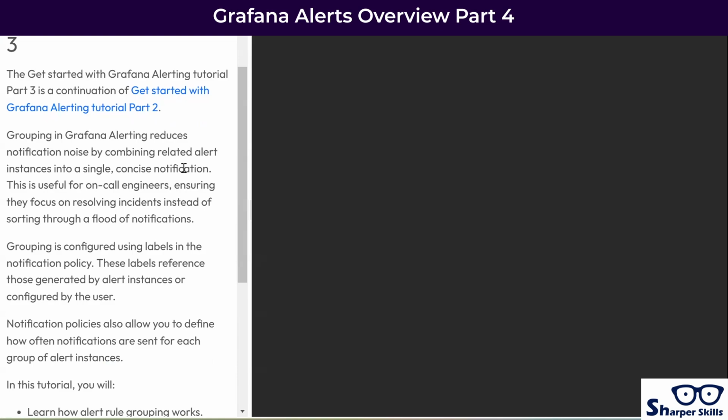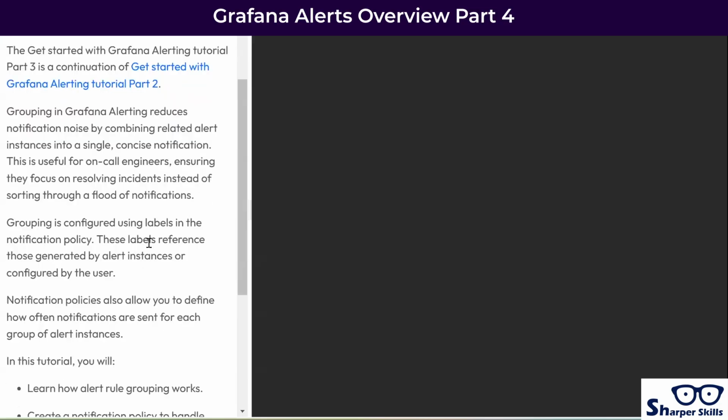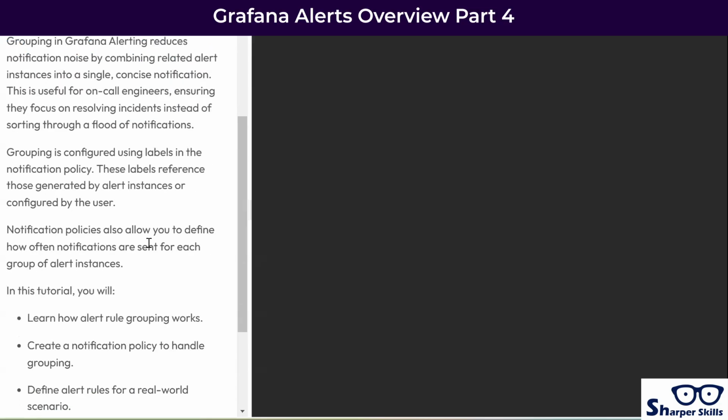For example, let's talk about on call engineers. In case of on call engineers, if grouping is viable, that ensures that they focus on resolving incidents instead of sorting through a flood of notifications. So that means similar notifications will be grouped. That grouping is obviously going to be done on the basis of labels.